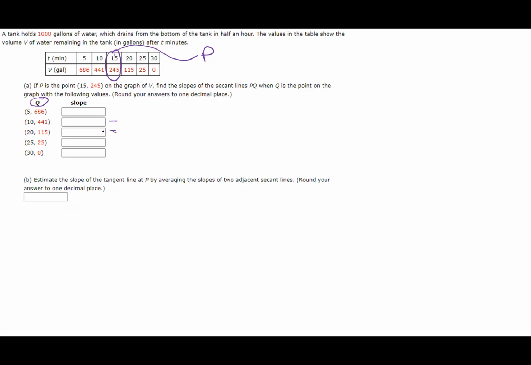So any questions in the chat? Not yet? Okay, so let's calculate a slope. What's our output this time? Instead of position or displacement, this time it's volume. So let's start with P.